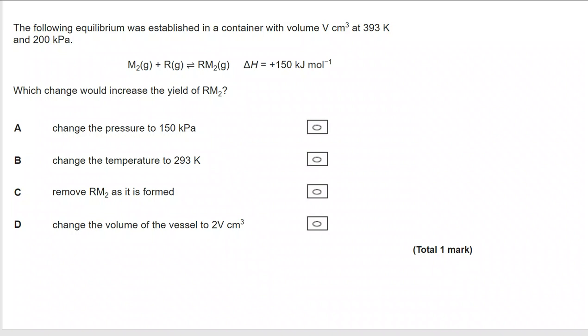This is AQA A-Level Chemistry. It's a multiple choice question on the topic of equilibrium. So pause, have a go, and then review.